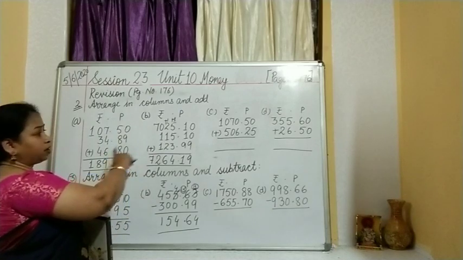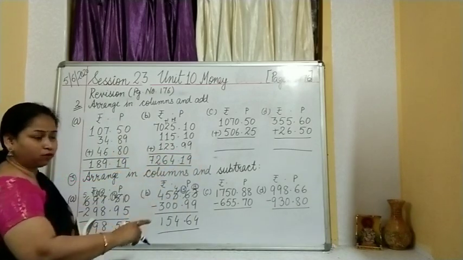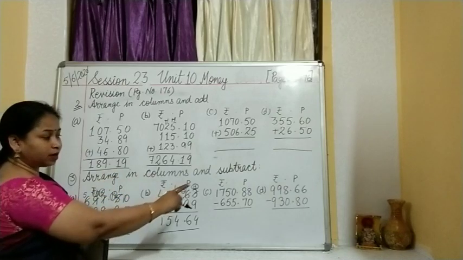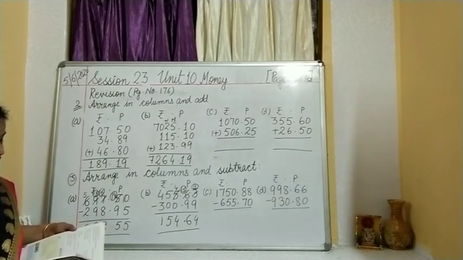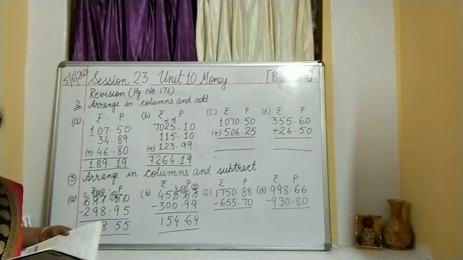So C and D are left over, you have to do them. Question number 2, C and D addition, you have to do on your own. Question number 3, C and D, you have to do on your own. Let us see the next question, that is multiplication.